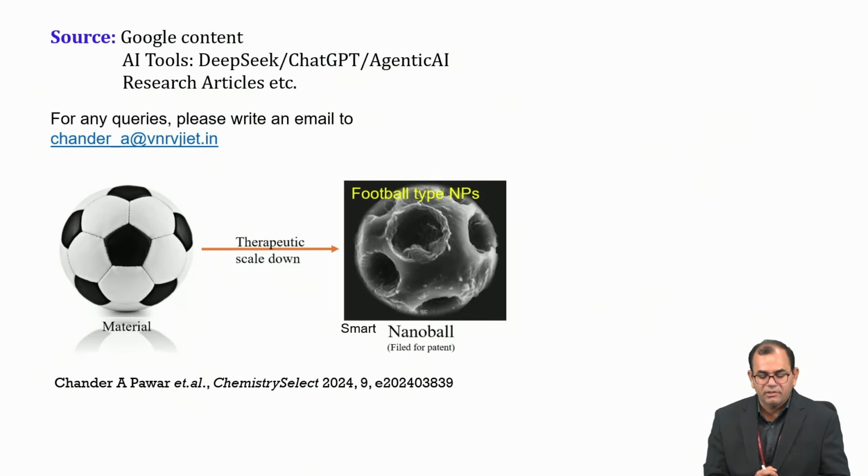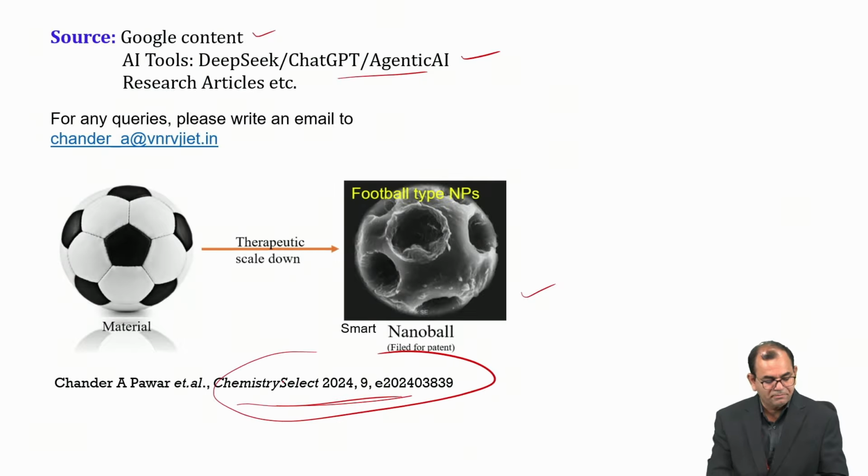Okay, these are the contents, sourced from AI tools like DeepSeek, ChatGPT, Agentic AI, and other research articles. And we can see here a smart nanoball which was made during my research tenure, and which is already published in the Chemistry Select journal.